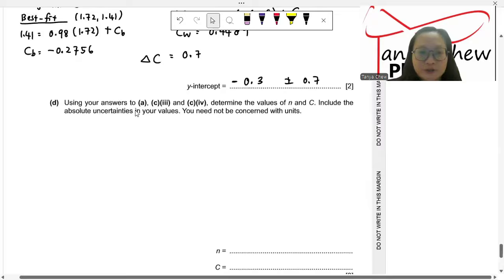Now, using your answers to A, C2, and C4, determine the values of N and C. Include the absolute uncertainty in your value. You need not be concerned with unit.